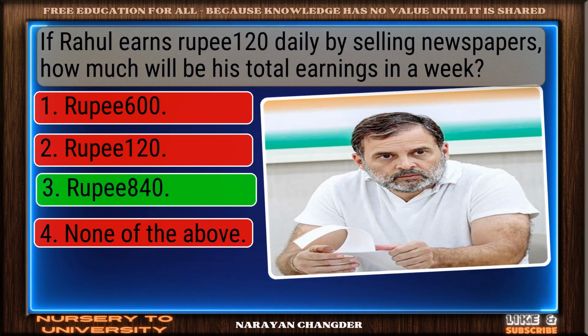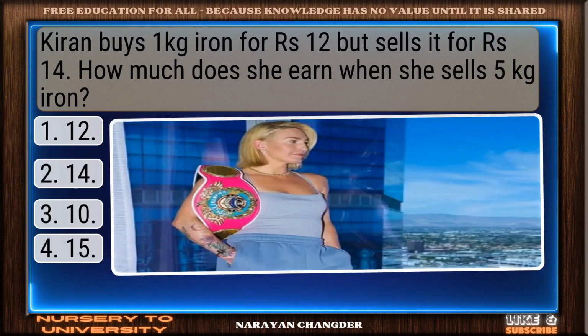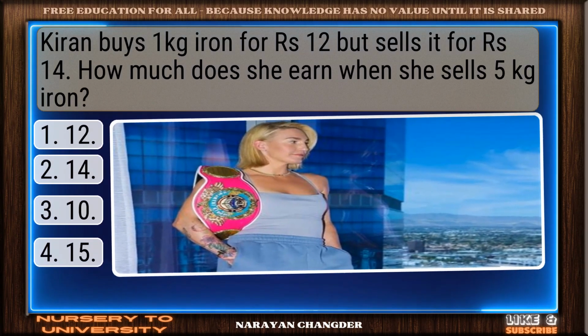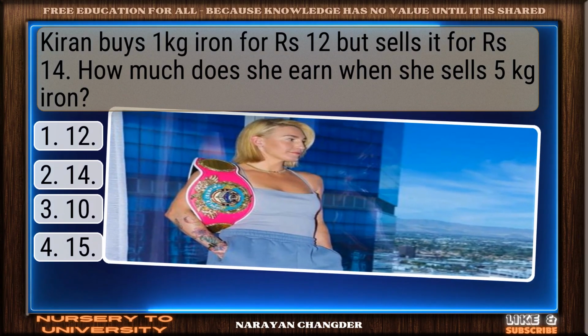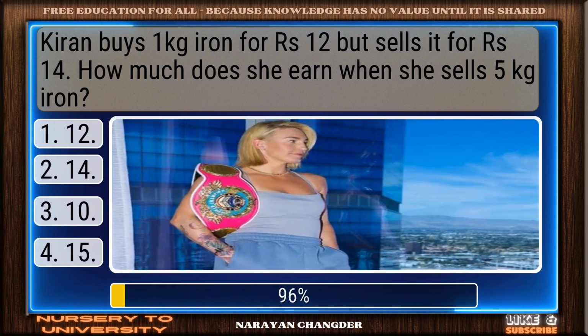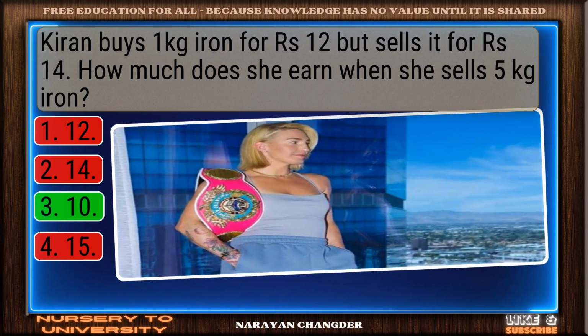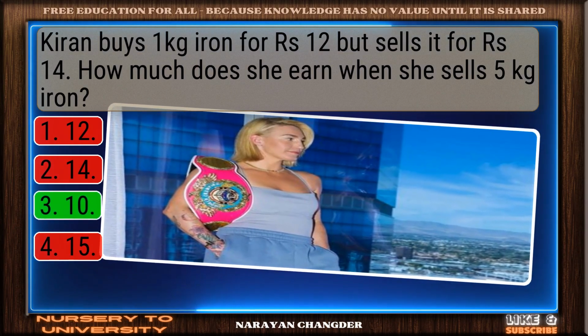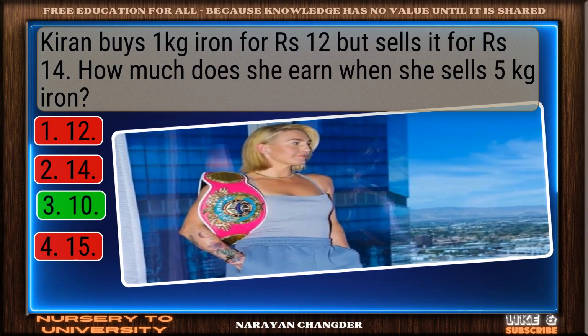Perfect. Rupee 40 is the correct choice. Kiran buys 1 kg iron for Rs 12 but sells it for Rs 14. How much does she earn when she sells 5 kg iron? Clear logic. Your choice 10 is sound and 100% true.